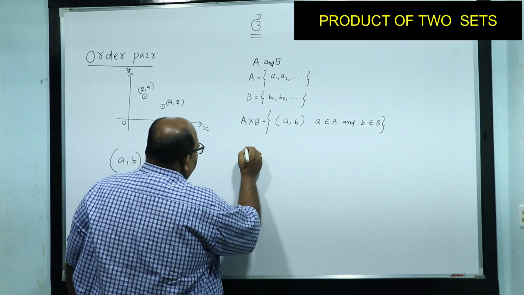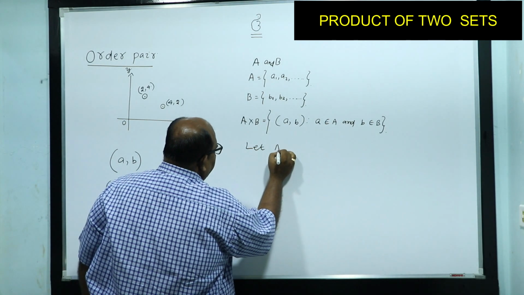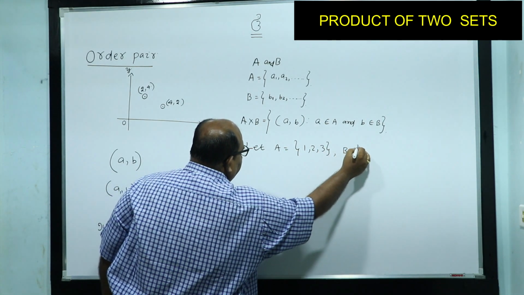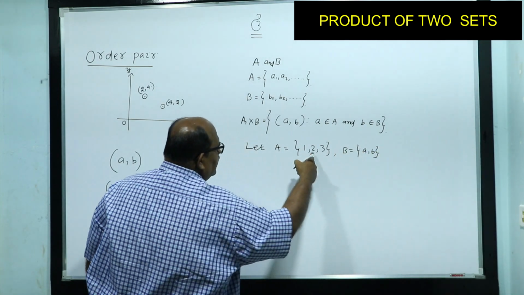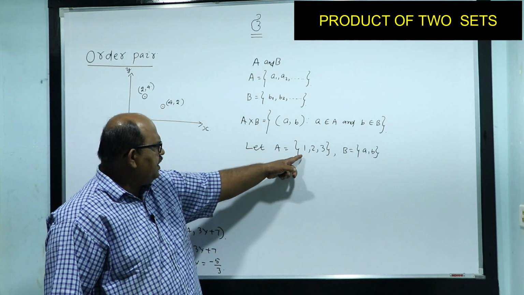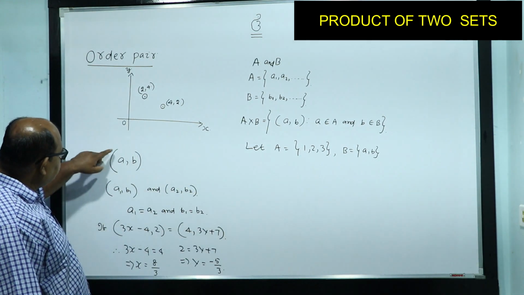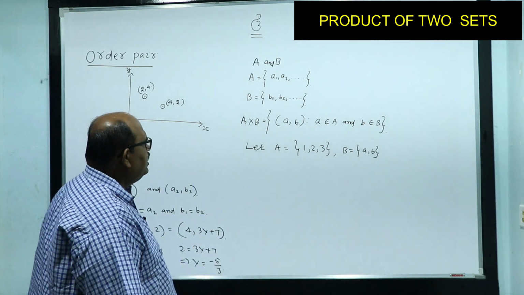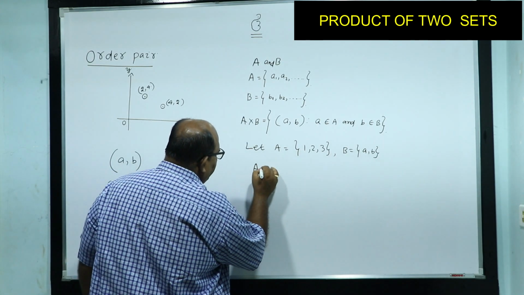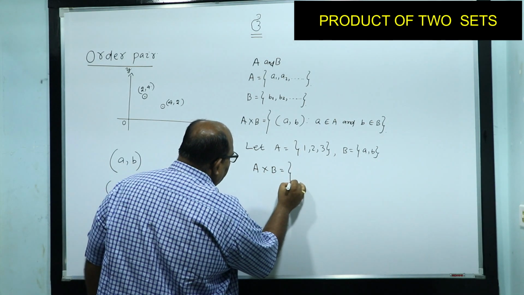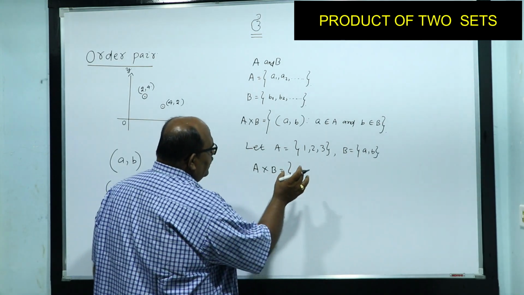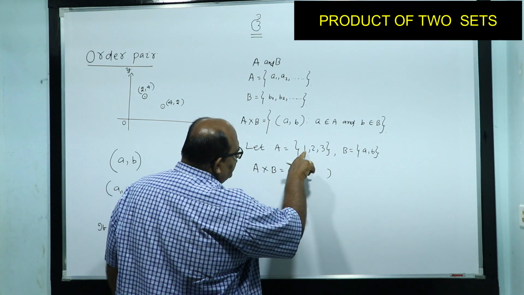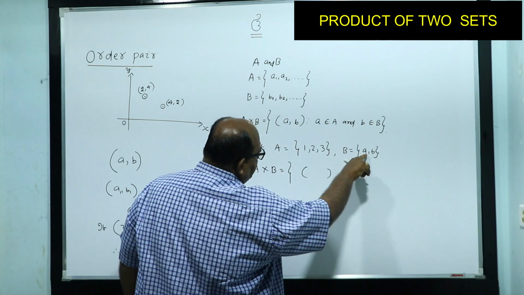Let us take an example to understand. Let A is equal to {1, 2, 3}, B is equal to {a, b}. These are the sets, not ordered pairs. Look, ordered pairs are written in this type of bracket. Set is written in this type of bracket. Okay. So here, if we want to find A into B, how much will it be? We have to write all the probable ordered pairs where the first constituent will be from this set and the second constituent will be from this set.